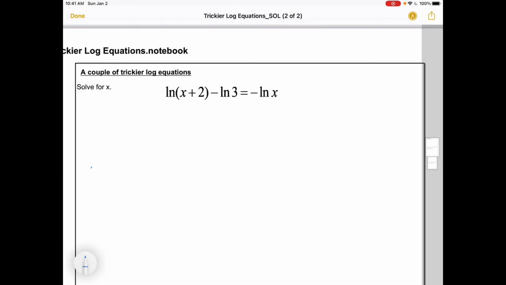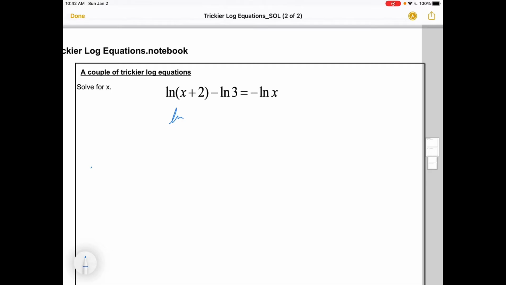Hi folks, welcome to this video on trickier log equations. In the last video we sort of split them up into ones where you could make a quote short log equation, or one where you'd change to exponential form, or one where you'd put a single log on each side. So if I'm looking at this first one, they're all natural logarithms. So that looks like it's going to be one where we make single logs on each side.